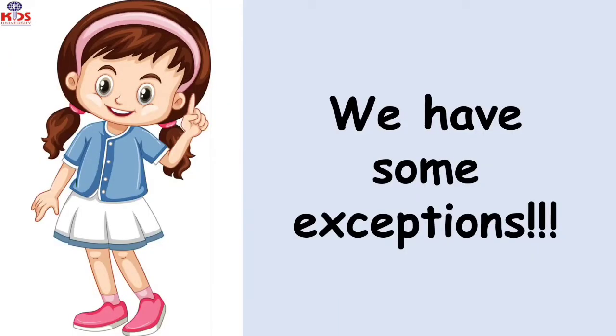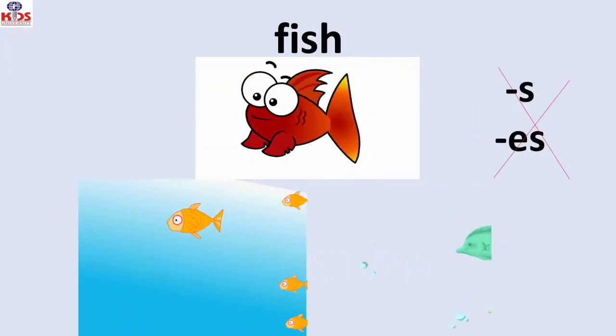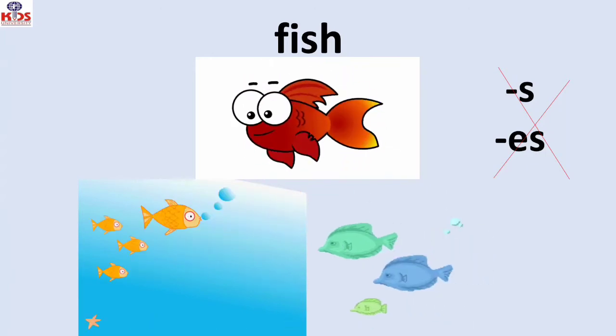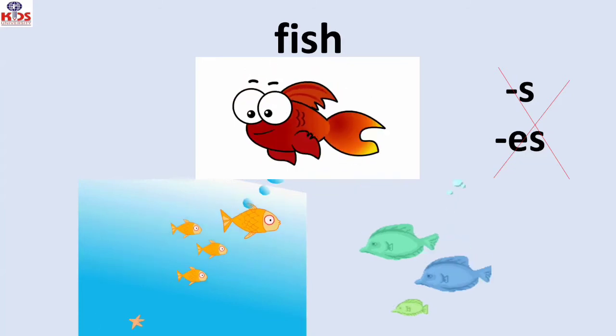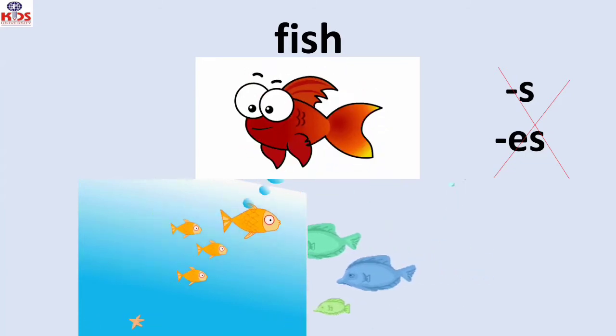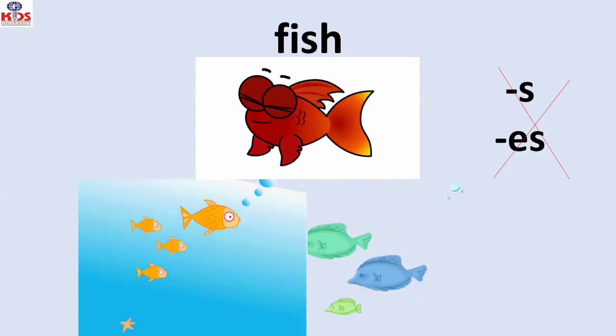But see, we have some exceptions. For example, the word fish. We can count the number of fish, but we never add an S or ES in its plural form. Fish remains fish in its plural form.